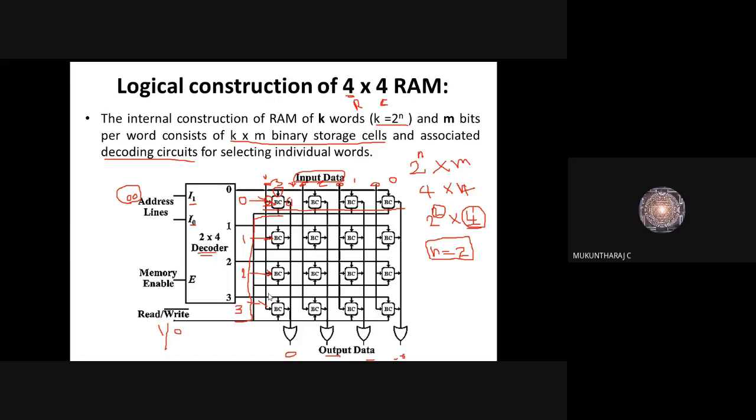If I want to read or write the data from the 3rd row, the 3rd address location, I need to give logic 1 1. If I'm giving the address line as 1 1, then the 3rd output of the decoder is enabled, and these 4 binary cells are enabled to perform read and write operations. So by giving logic 1 or logic 0 on the control line, you can perform either a read operation or a write operation on this 4x4 memory.